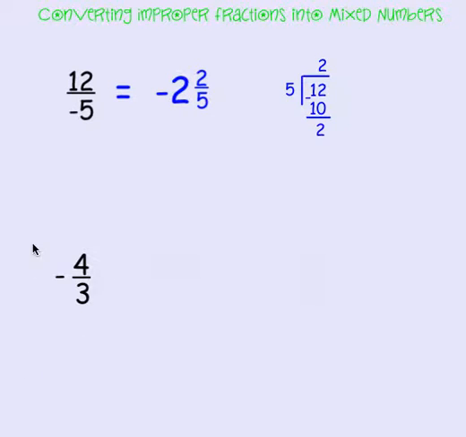Okay, let's look at the next one, negative 4/3. If we perform long division, it looks like this. 3 can go into 4 one time with a remainder of 1 out of 3. And let's not forget the negative. So here, negative 4/3 is equal to negative 1 and 1/3.